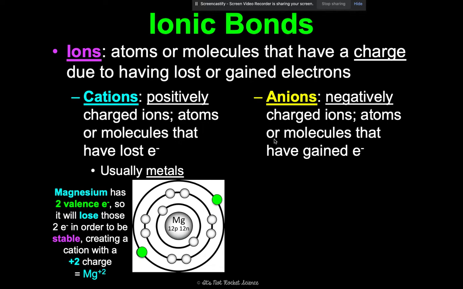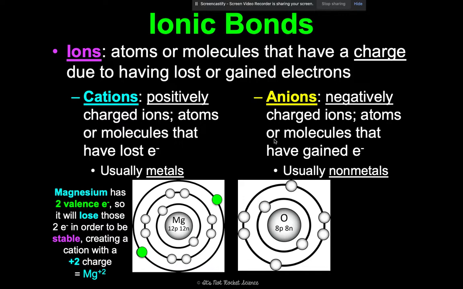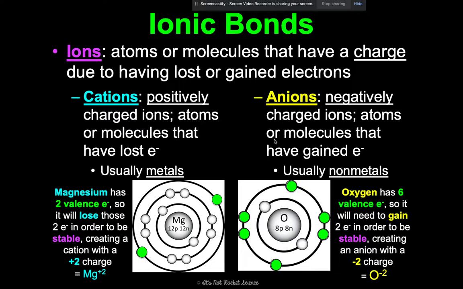Now we have anions. Anions are negatively charged ions because the atoms or molecules have gained electrons. Remember, electrons are negative, so when you give something more of a negative thing, it becomes negatively charged. These are usually your nonmetals, which are on the right-hand side of the periodic table. An example of this is oxygen. Oxygen has 6 valence electrons, which you can see here in green, so it needs to gain 2 electrons in order to be stable. So when we create an anion for oxygen, oxygen has a -2 charge because it needs 2 electrons.